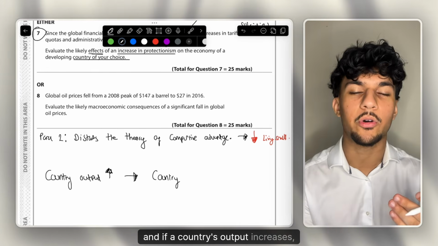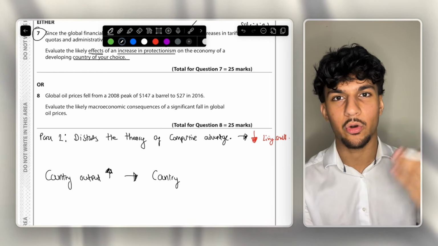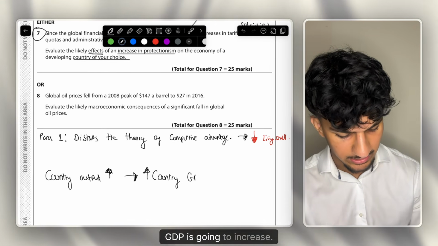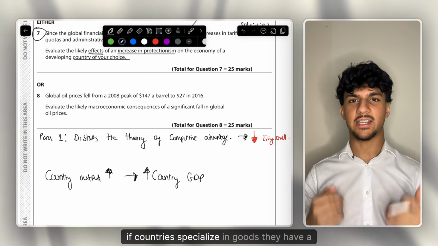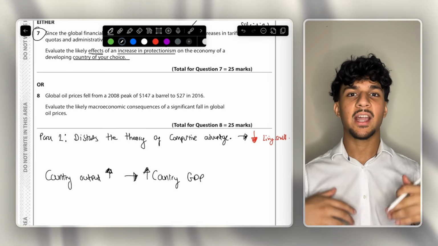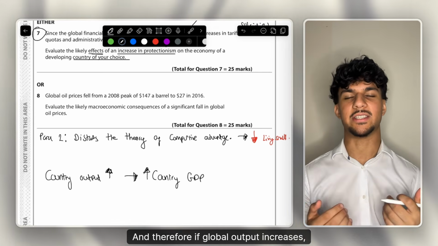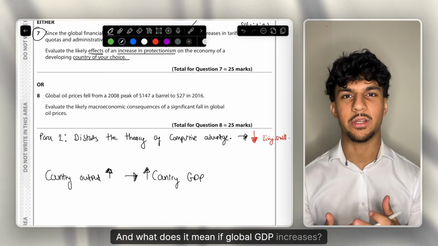And if a country's output increases, what do we say increases? What's another measure of output? GDP, gross domestic product. This means that countries' GDP is going to increase. So now, the theory of comparative advantage states, if countries specialise in goods they have a comparative advantage in and produce those goods, it means global output will increase, and therefore if global output increases, it means global GDP will increase.